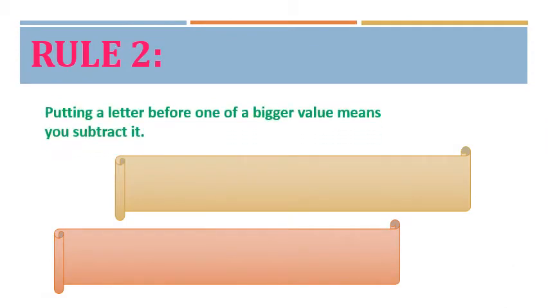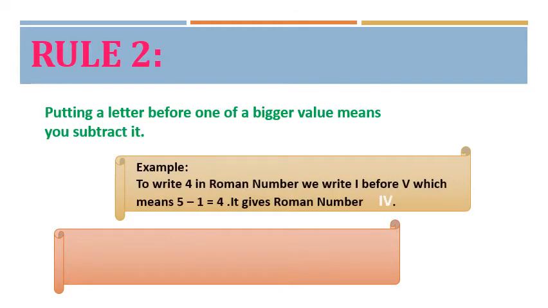Rule 2. Putting a letter before one of a bigger value means you subtract it. Let's see an example. To write 4 in Roman number, we will write I before V, which means 5 minus 1 is equal to 4. And we get the Roman number IV.